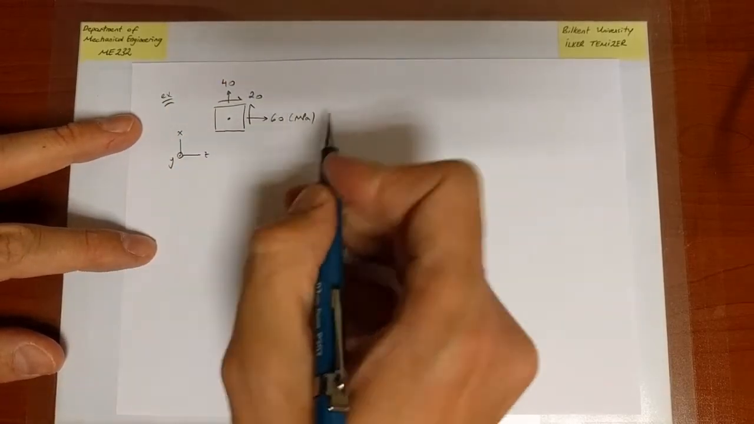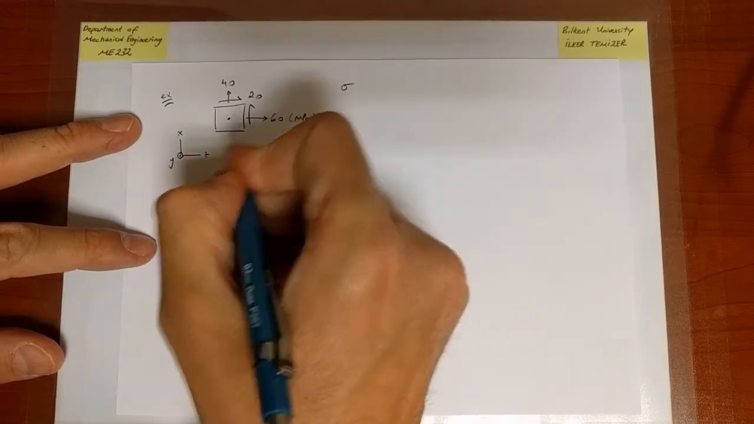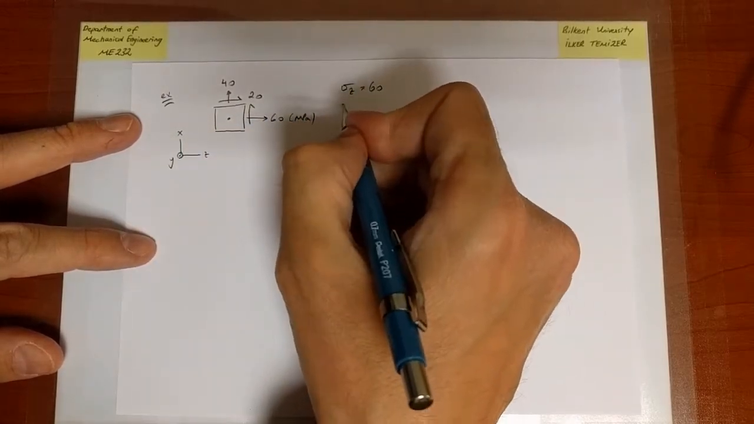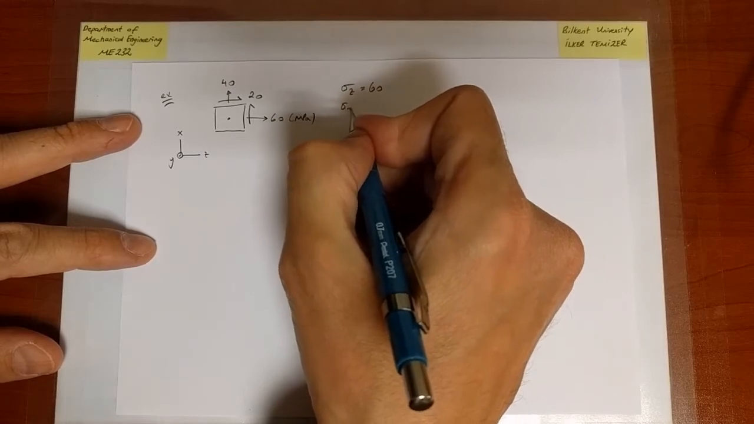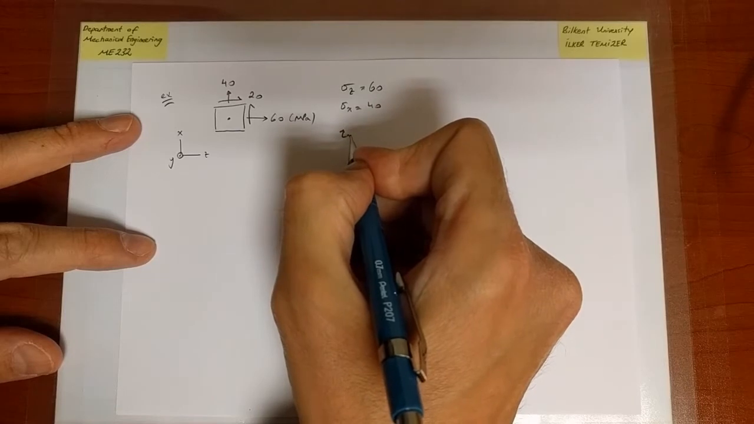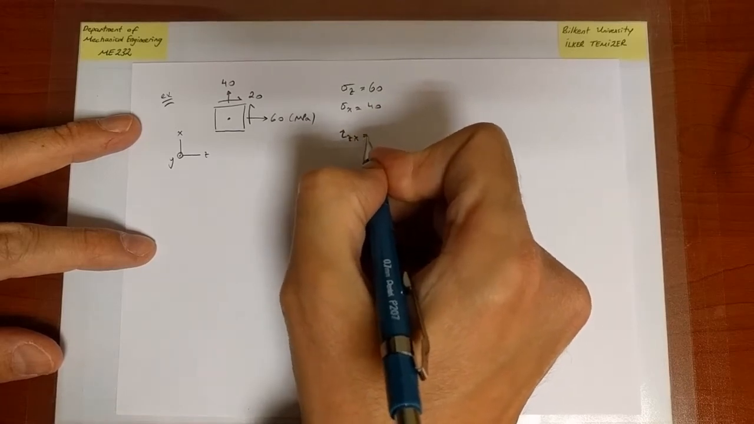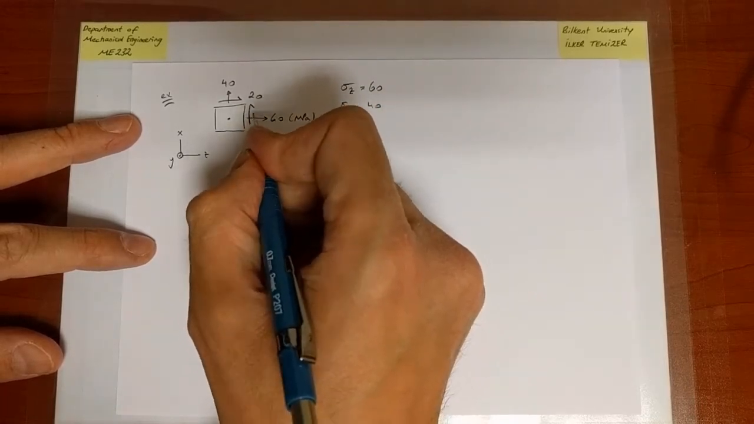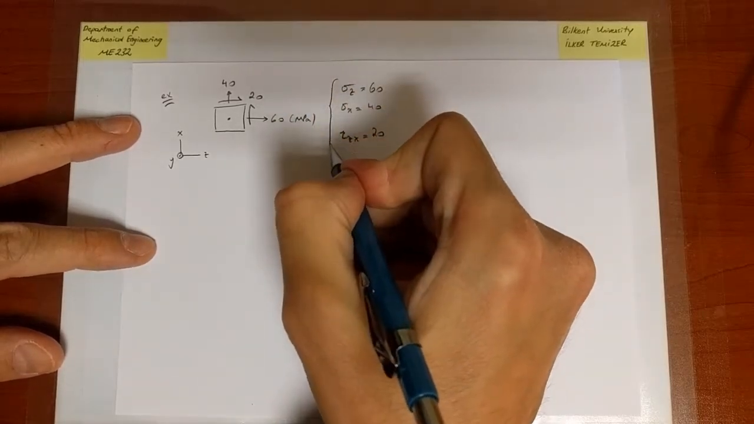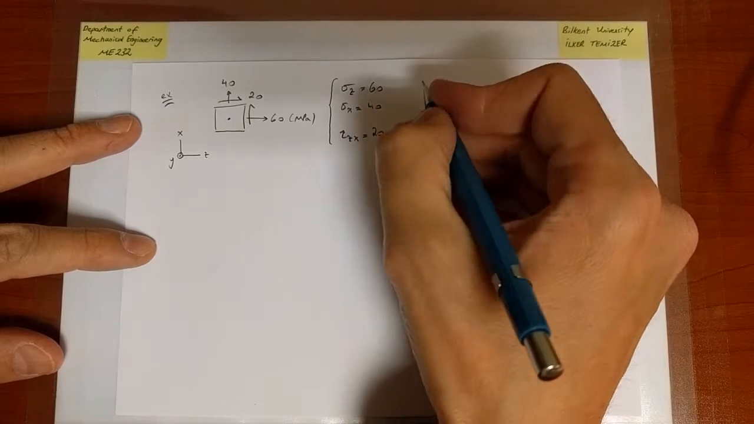So then I have to assign the values of the stresses. On the plane with normal z, there is 60 MPa, and on the plane with normal x, there is 40 MPa, and there is a shear stress that's equal to tau zx. It's equal to 20 MPa. So that's the picture. Those are the values that are associated with this picture.